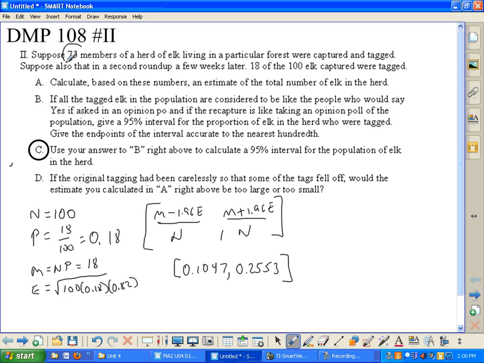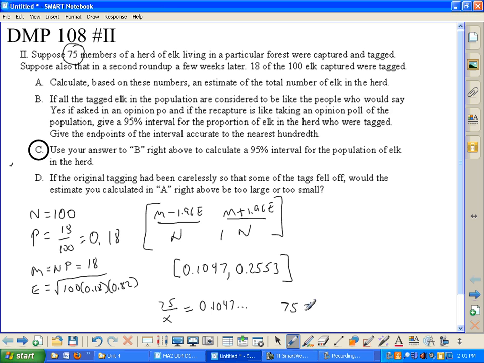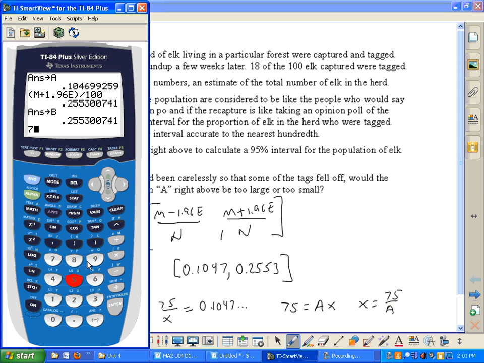I'm going to set it equal to this number and then this number and solve for x. So if I set it equal to A in my calculator, which is this 0.1047 number, and I want to solve for x, if I multiply both sides by x, I get 75 is equal to A times x, divide both sides by A. X is going to equal 75 divided by A. So on my calculator, if I take 75 and divide that by alpha A, that's going to be the number of elk in the herd.